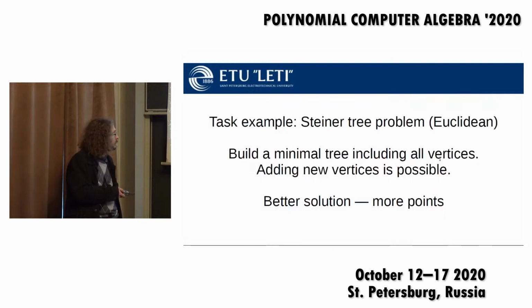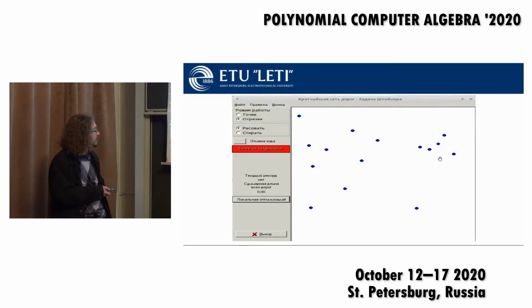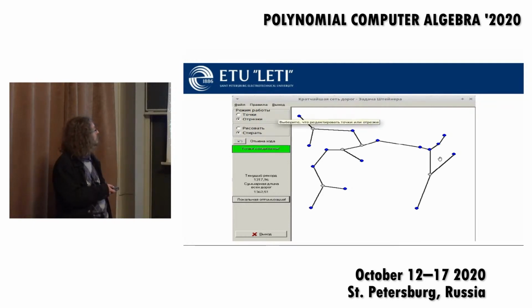The next problem which we implemented is another famous problem which has no effective algorithm as a whole, the Steiner tree problem. We have a number of vertices. Well, I didn't say sorry for the Russian interface, but here it is. We can add here other vertices, and then we add some edges. And we need to build a tree on these old and new vertices of minimal total length.